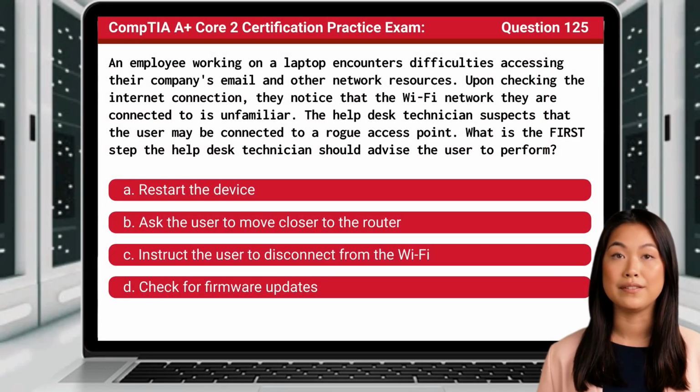Question 125. An employee working on a laptop encounters difficulties accessing their company's email and other network resources. Upon checking the internet connection, they notice that the Wi-Fi network they are connected to is unfamiliar. The help desk technician suspects that the user may be connected to a rogue access point. What is the first step the help desk technician should advise the user to perform?